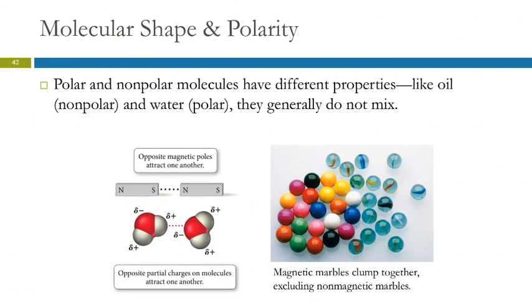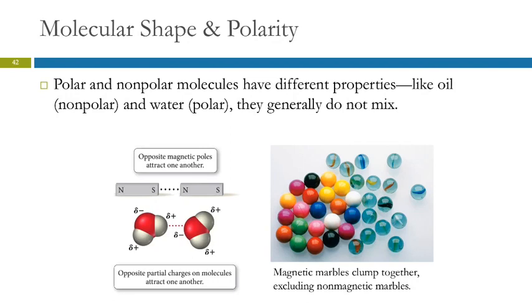Okay, so why do we talk about this? The polarity of a molecule has a big effect on the properties of the molecule. So oil is a nonpolar molecule. Oils are primarily carbon and hydrogens, so nonpolar bonds, and so they are nonpolar molecules. Water is polar. It has a bent structure and polar bonds, so it is a polar molecule. Oil and water do not mix, do they?